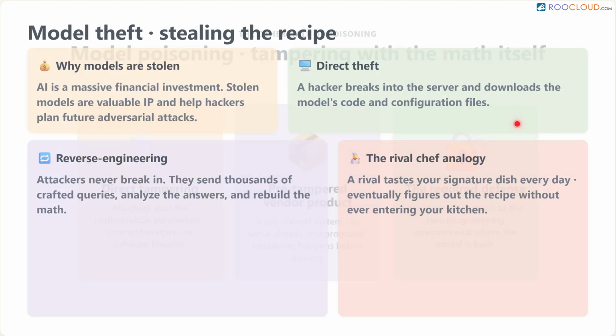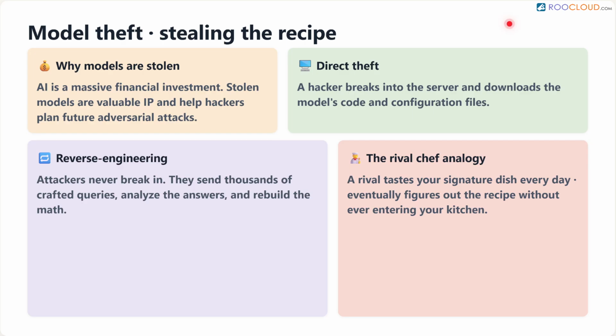Our next vulnerability is model theft. Creating an artificial intelligence is a massive financial investment. Stolen models are highly valuable intellectual property, and they help hackers plan future adversarial attacks. An artificial intelligence is essentially a highly complex mathematical formula represented by software code and configuration files. The most obvious form of theft is a hacker breaking into a server and illegally downloading those exact files.